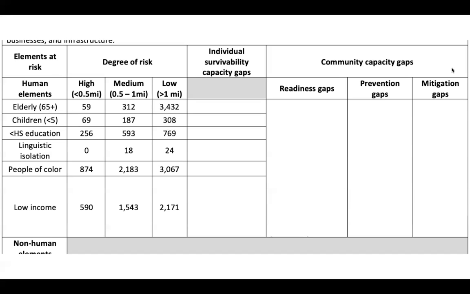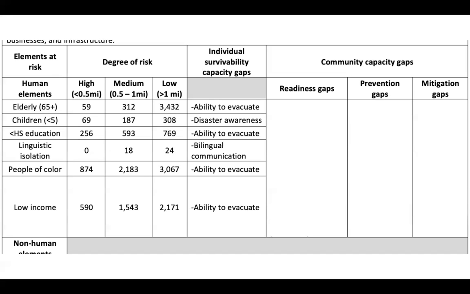The rest of our form will summarize our findings from the capacity assessment form. We can combine our findings for gaps in survivability, both before and during a hazard, to fill in our individual survivability capacity gaps column. So now we have the ability to evacuate, disaster awareness, and bilingual communication for our various human elements.